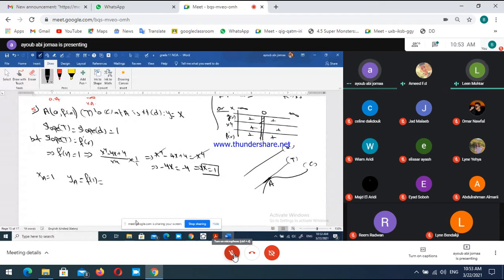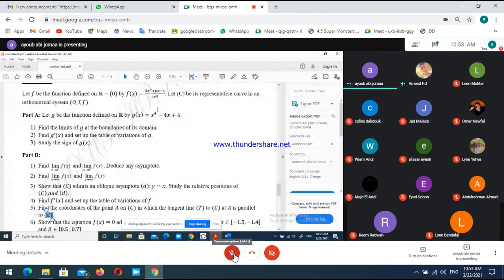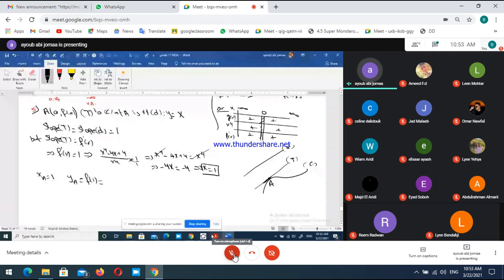So you replace x by 1 in the function f. You get 3 times 1 to the power 4 plus 6 times 1 minus 4 over 3 times 1 to the power 3, and the answer is equal to 9 minus 4 over 3, which is 5 over 3. So point A has the coordinates (1, 5/3). Here are the coordinates of A, the point of tangency.